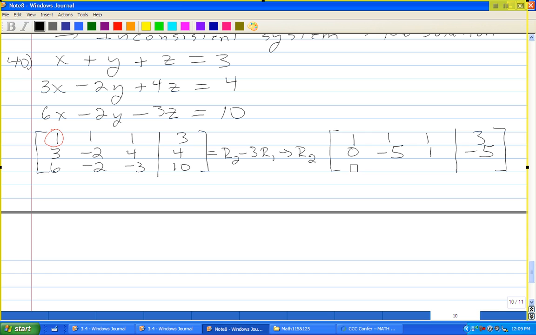Let's try to make this element here below the pivot 0. So take the third row, subtract 6 times the first row. So 6 minus 6 is 0. Negative 2 minus 6 is negative 8. Negative 3 minus 6 is negative 9. Negative 18 plus 10 is negative 8. Okay, and so let's pivot.